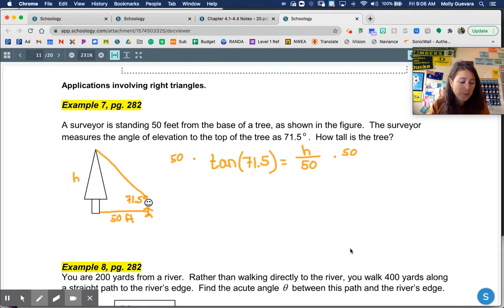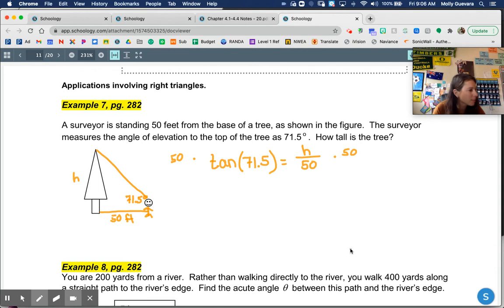I cannot express this enough. You need to make sure that your calculator is in degrees. Okay, if you don't know how to switch your calculator to degrees, of course I don't have a calculator right here. You go into mode and then scroll down until you find degrees.